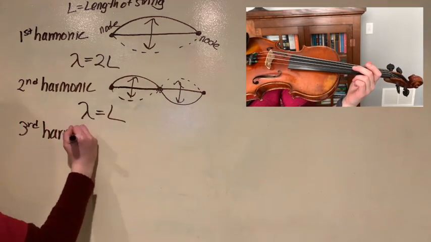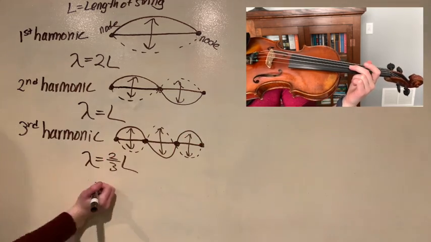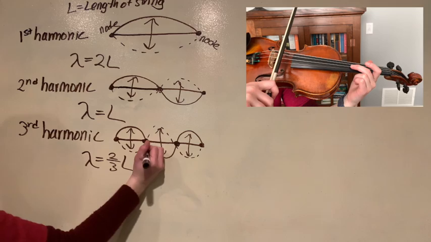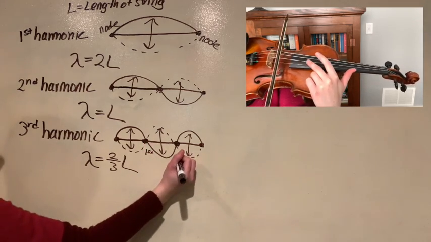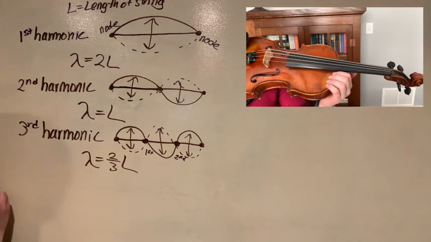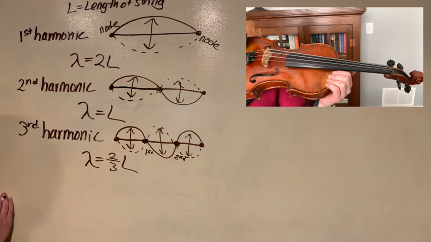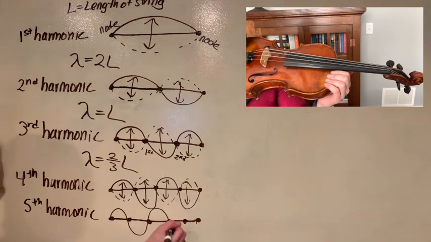The third harmonic has 4 nodes and a wavelength that is 2/3 the length of the string. I can play the third harmonic by placing my finger on the first or second node. Either way, I force the string to vibrate at the frequency of the third harmonic. This pattern continues, creating the 4th, 5th, and 6th harmonics. That's pretty cool. So now that you know the physics behind the violin, you can truly appreciate the beautiful sound it makes.